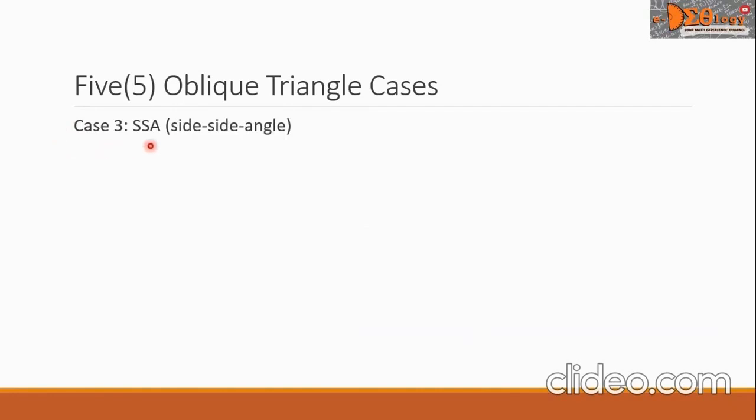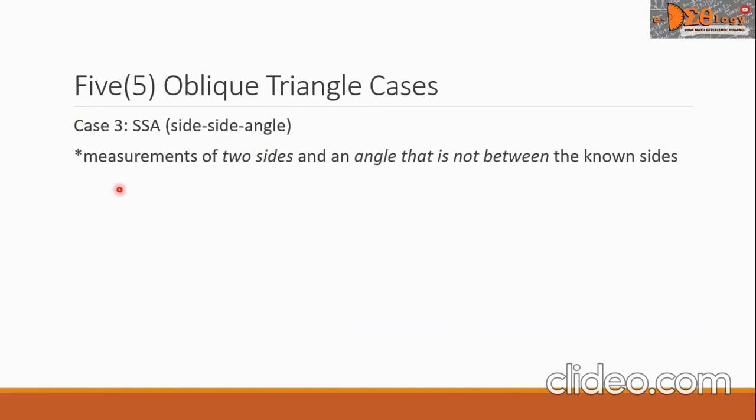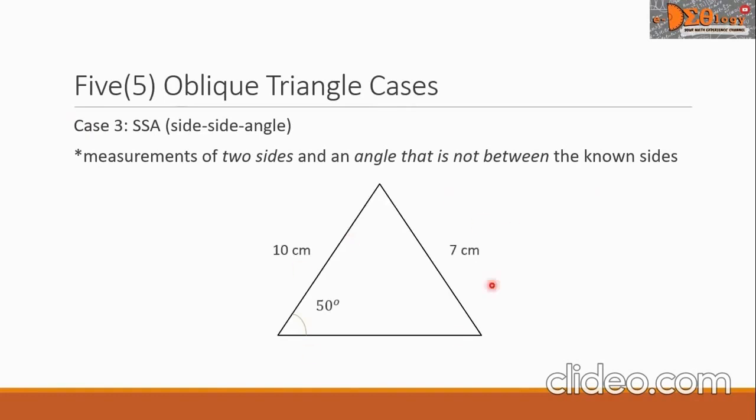Case 3 is SSA, which means side, side, angle. In this case, measurements of 2 sides and an angle that is not between the known sides are given. Here is an example. A triangle with 2 sides, namely 10 centimeters on this side and 7 centimeters on this side, and one angle of 50 degrees is given in this corner.